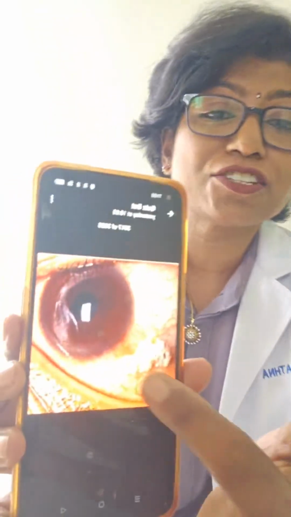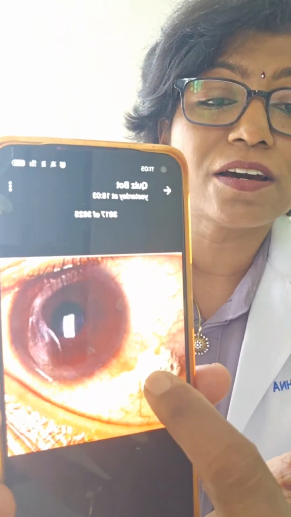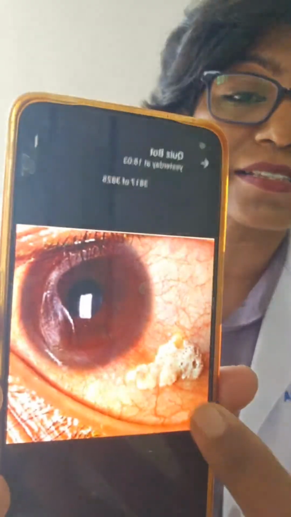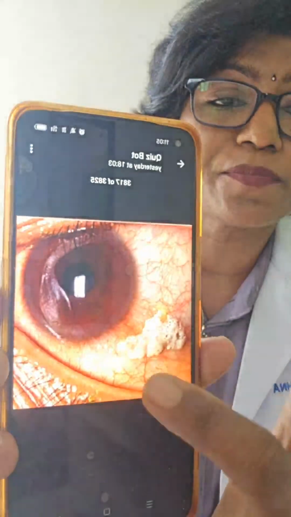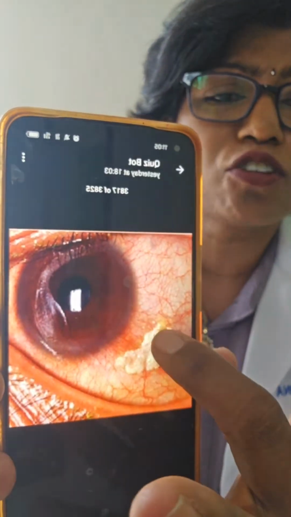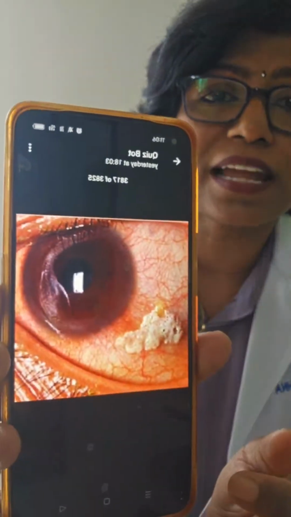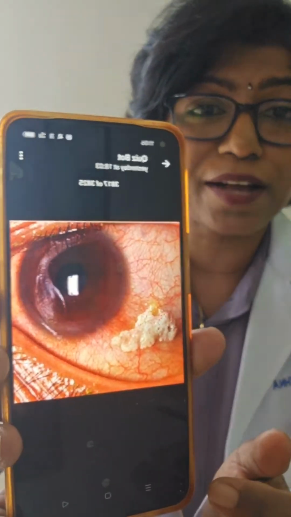Pterygium, scleromalacia perforans, pinguicula, Bitot spot. Is that a pterygium? Pterygium is a fleshy, pinkish, little vascular or fibrovascular mass, and it has to cross the limbus to call it a pterygium. Now, a pinguicula will look like a drop of butter. This definitely doesn't look like butter. So this is not pinguicula.